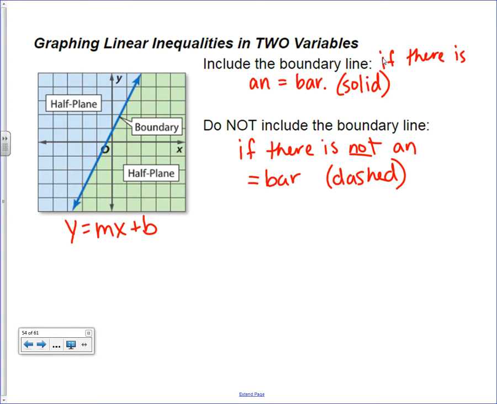You either are going to have to shade the upper half plane or the lower half plane. We're going to shade above the line, or the upper half plane, if it's greater than, because doesn't greater mean above? And we'll shade below, or the lower half plane, if it is less than, because that would mean smaller than. Is that making sense to everybody? Yeah? Okay, best way to do this is to go ahead and do them.